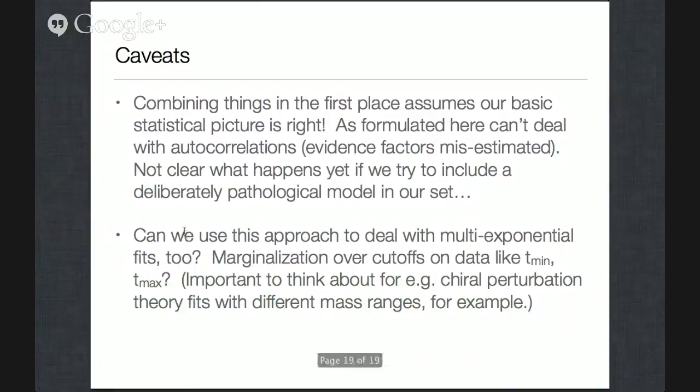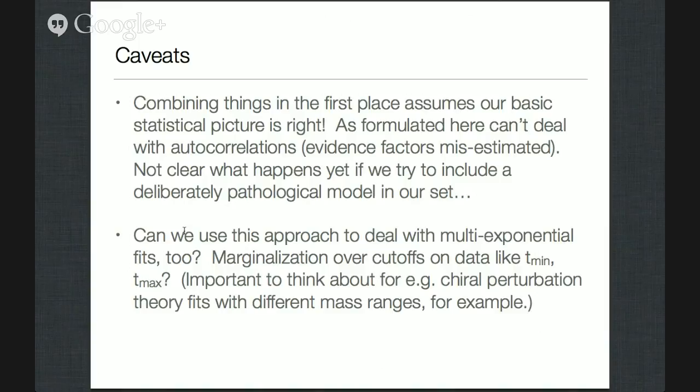There are caveats to this procedure, which are important to mention. Combining these things like this in the first place assumes that my statistical picture here is right. In particular, if you have autocorrelations in your data, then your chi-squared estimates are going to be wrong, your p-values and your evidence will be wrong, and you'll try to add them with the wrong weights. So it's very important to deal with autocorrelations and issues with your data like that before you turn to this procedure. It's not entirely clear, but I'm thinking about it, what happens if you try to include a pathological, a bad model in your set of models, something that has some spurious behavior or a divergence or something like that near the point you're trying to get to.